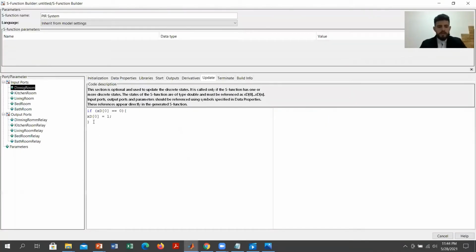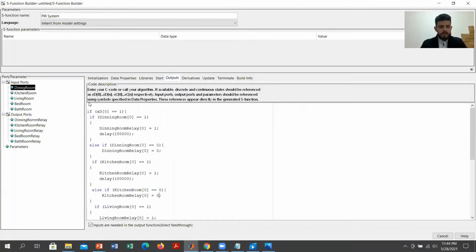In the update section, the variable xd is initially equal to 0. We updated its value to be equal to 1 so that it will run 1 time. However, in the output section, since xd is equal to 1, it will run infinitely.